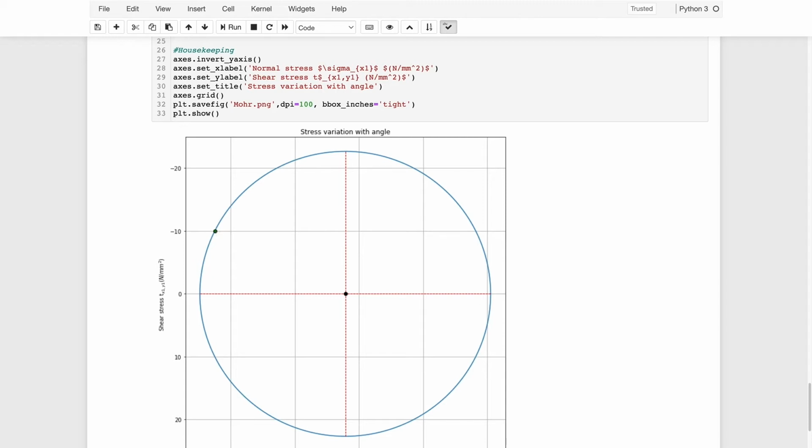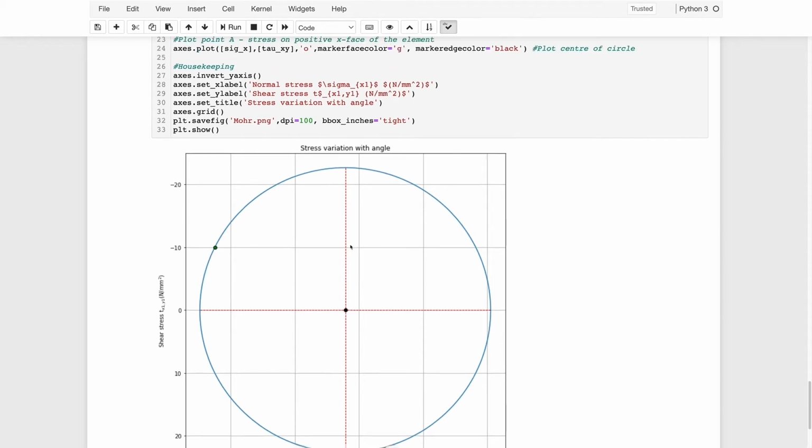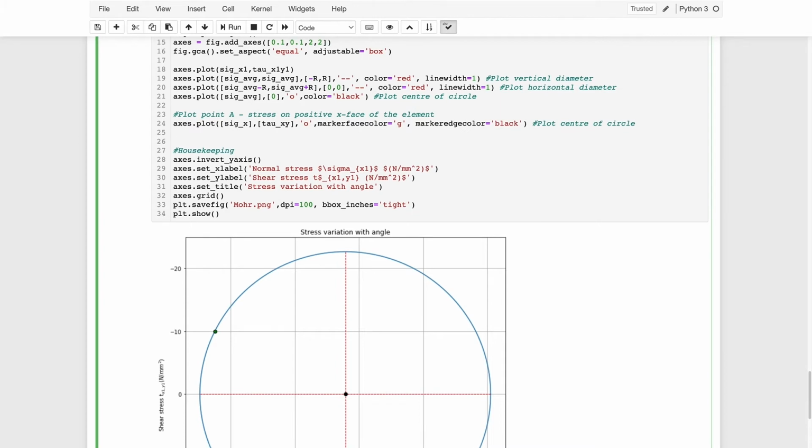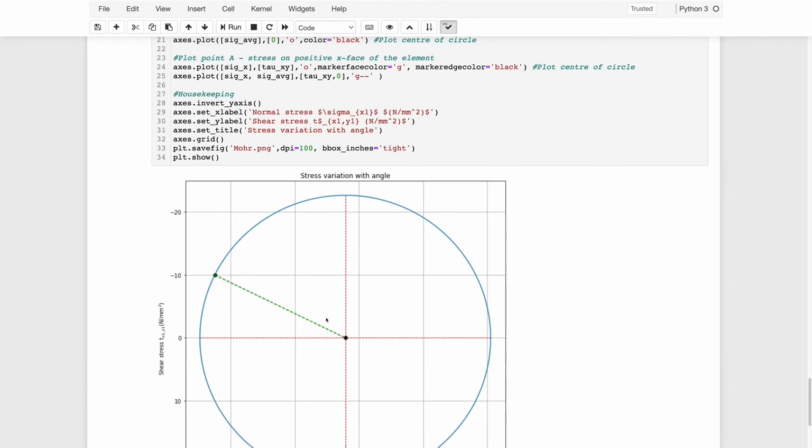Now we can go ahead. I'm just going to draw on a straight line that goes between that point there and the center of the circle. No real mystery to this. The x coordinates are going to be sigma x and then sigma average, the center of the circle. The y coordinates are going to be tau xy and 0. It's going to be a green dashed line. There we have it. And now let's plot on point B.